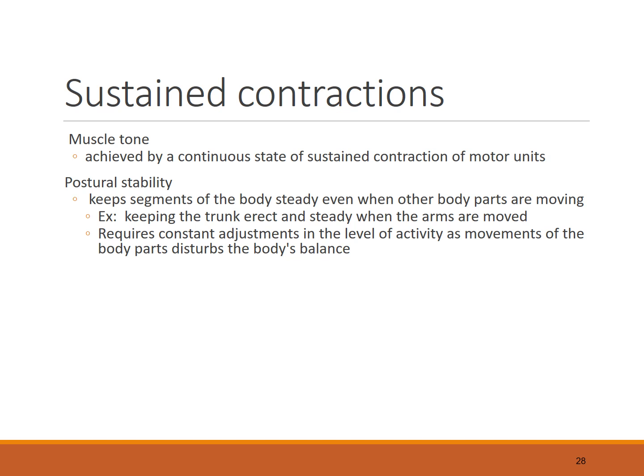These sustained contractions are also important in postural stability. Postural stability keeps segments of the body steady even when other body parts are moving. An example of this is keeping your trunk erect and steady when your arms are moving. If you swing your arms over your head, out to your side, it allows your trunk to be steady. This requires constant adjustment in the level of activity as movements of the body disturb the body's balance.